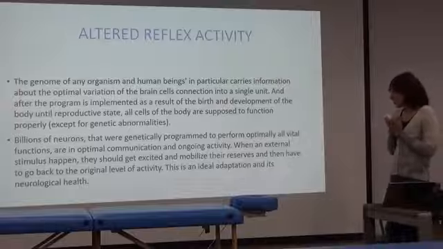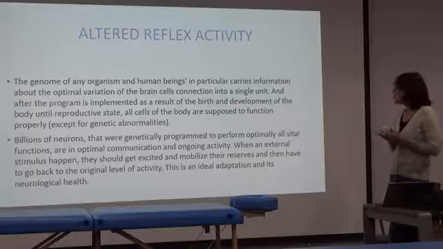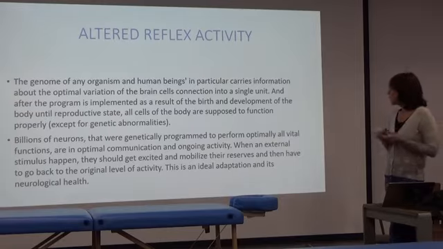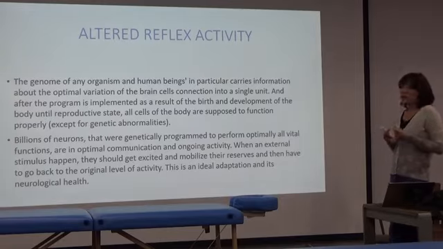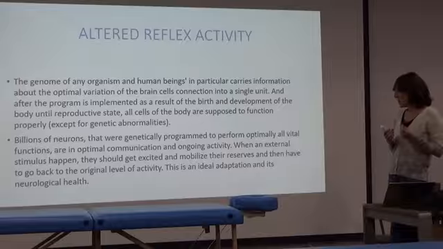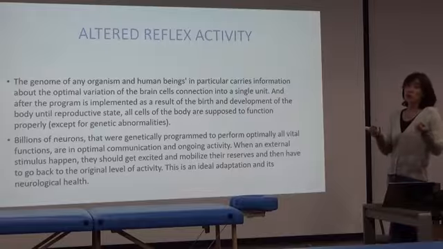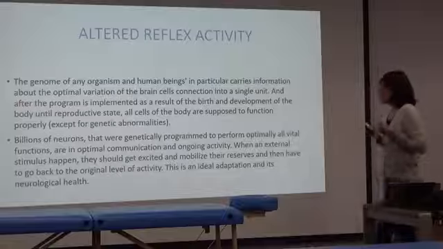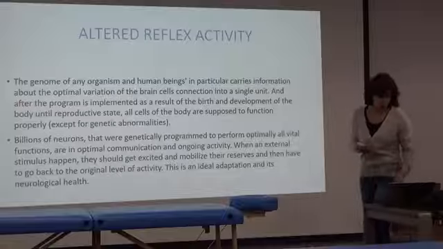And many neurons are genetically programmed to perform optimally in all vital functions and provide optimal communication and therefore optimal going activity. And when the external stimulus is happening, they should get excited, get mobilized, and then they should get back to their normal original level of activity. And this is ideal adaptation, and this is called neurological health.